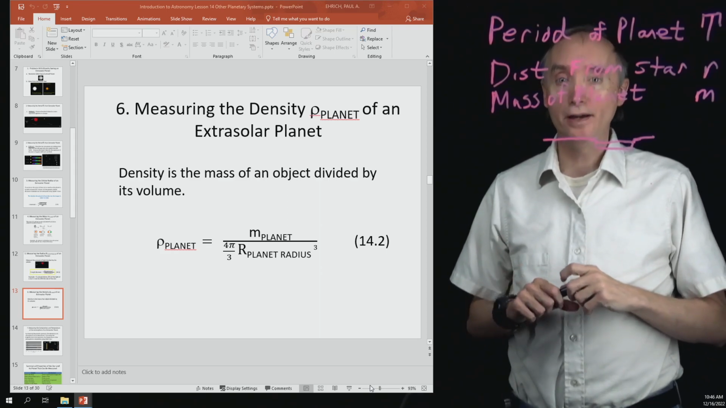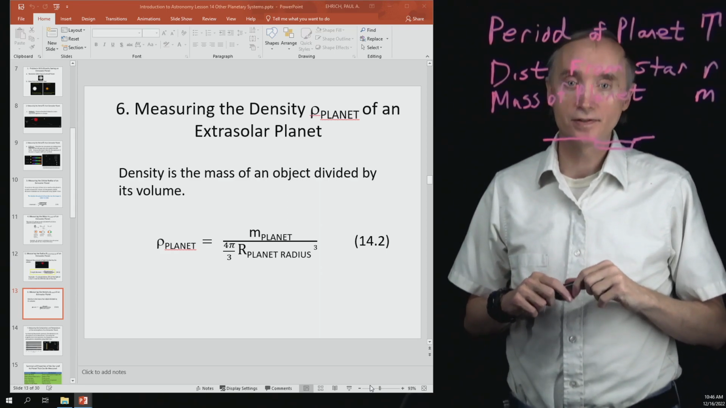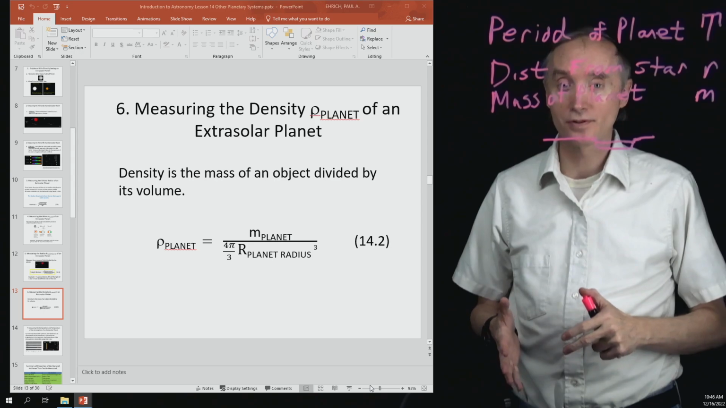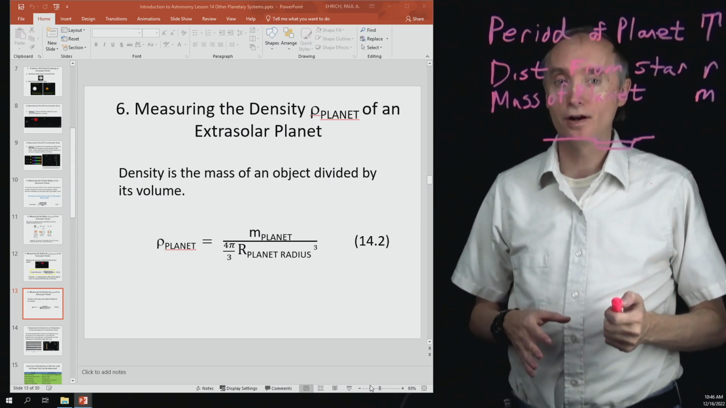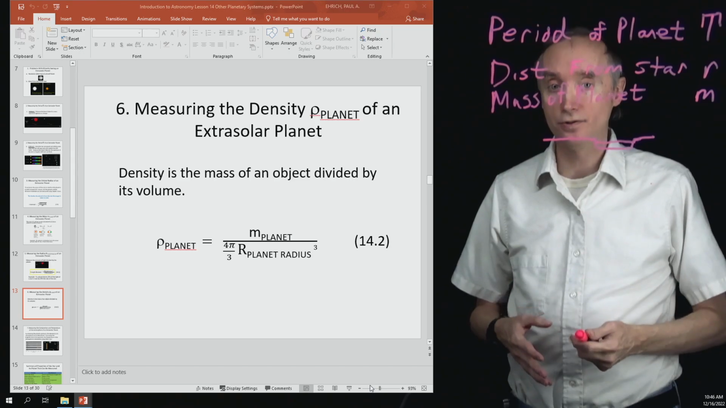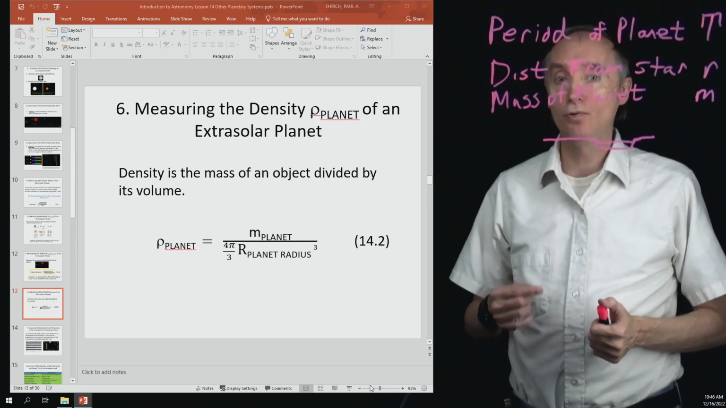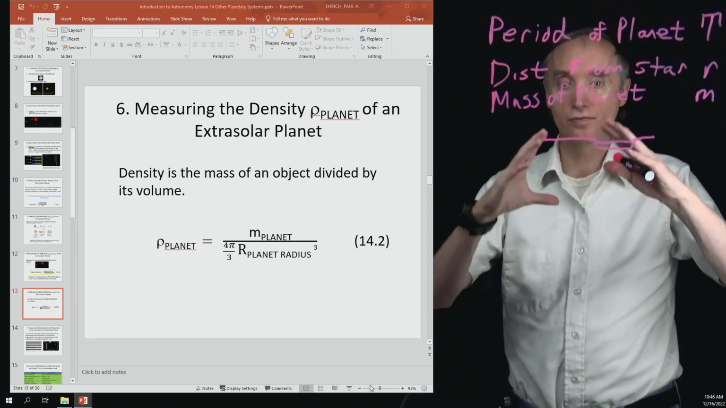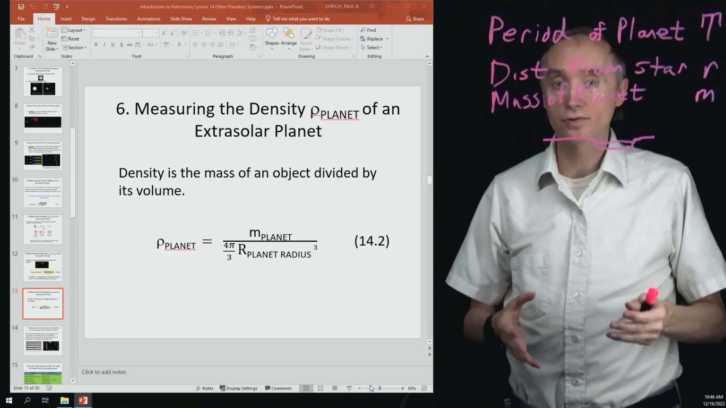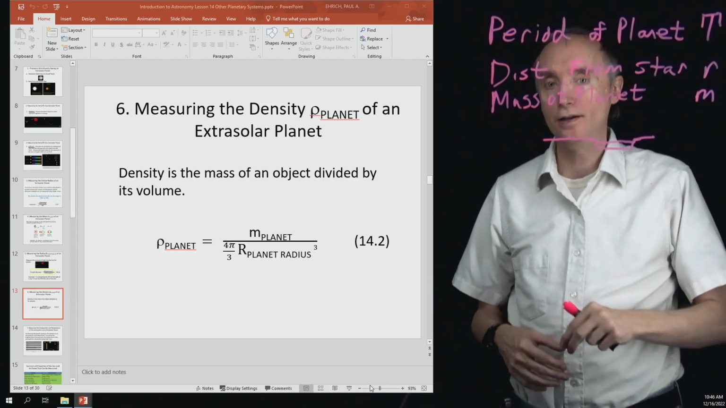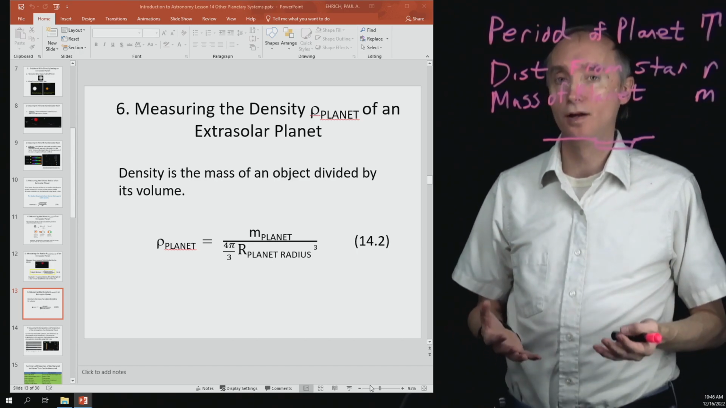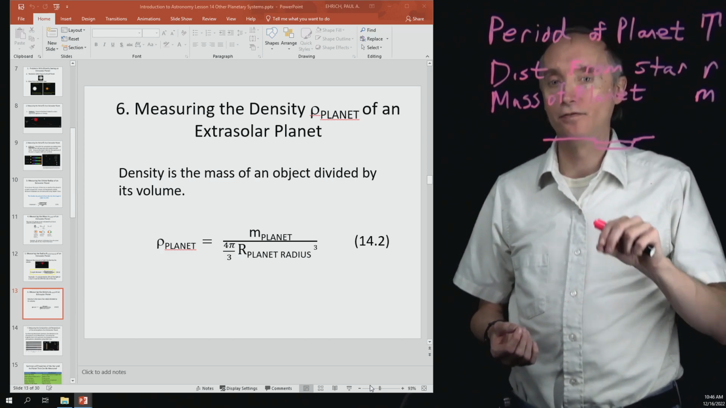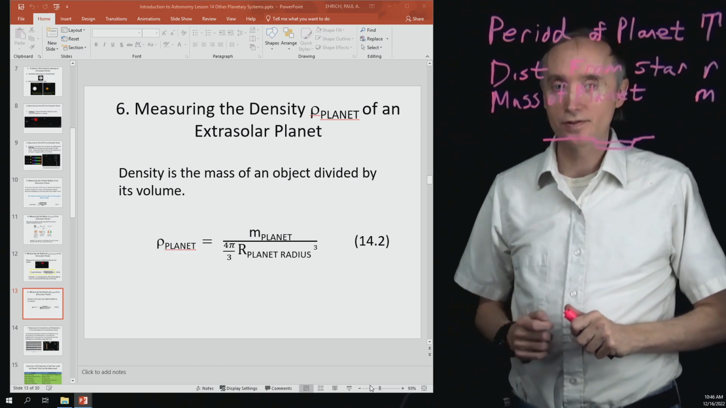So once we got the radius, now we can figure out the density of this planet. So density, we learned in a previous episode, is equal to the mass of an object divided by the volume of an object. So we know the radius of this planet, so the volume of a sphere is going to be 4/3 pi r cubed. And if we know the radius of the planet, now we know the volume of the planet. And so we can take the mass of the planet divided by the volume of the planet, and now we know the density of the planet.